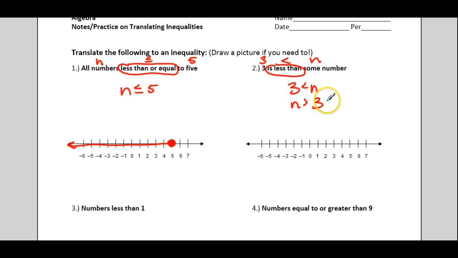Now this is going to be easier to graph. Now I go to 3 and I put an open circle because it's only greater than, it's not equal to. And then I color that way. Okay? So anytime the variable's on the right side, flip it and flip the sign. It makes it much easier, okay? So pause the podcast, do the remaining 4, and then check your answer.